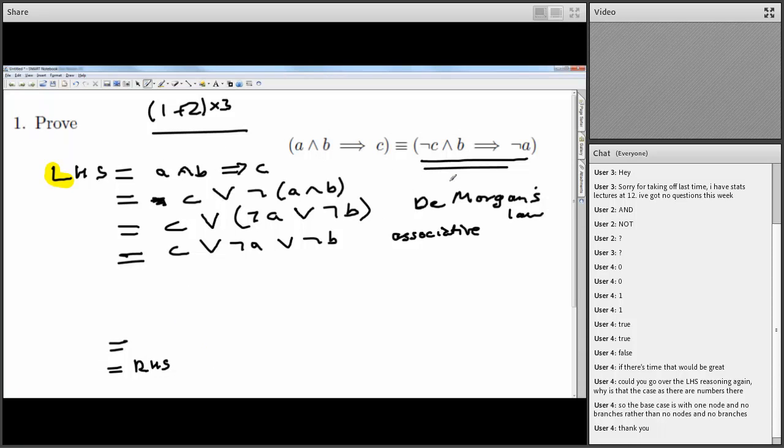The right-hand side is an implication, so I convert this into an or. So it's either the conclusion or not of the premise. So that's using the implication.